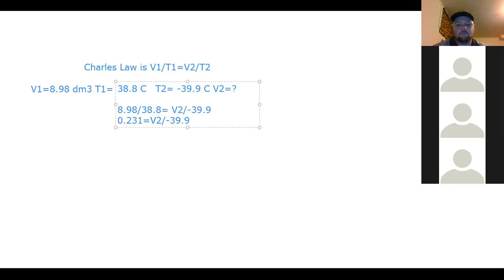Oh, and I forgot, you guys probably had trouble with this. Because this negative 39.9 is negative, that will make your answer negative, and you'd probably wonder how you got a negative volume, right? Did anybody have questions about why you have a negative volume there? Because we didn't convert to Kelvin. Yeah, sorry. I completely spaced that. You're going to want to convert these to Kelvin.